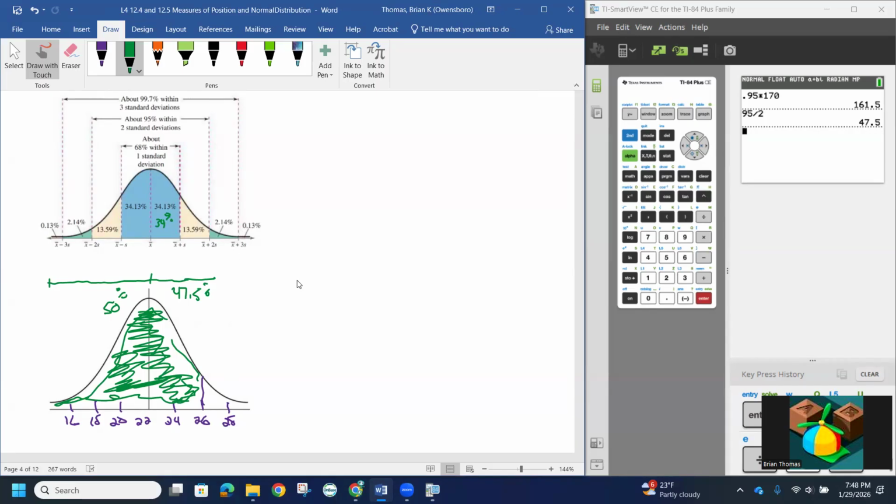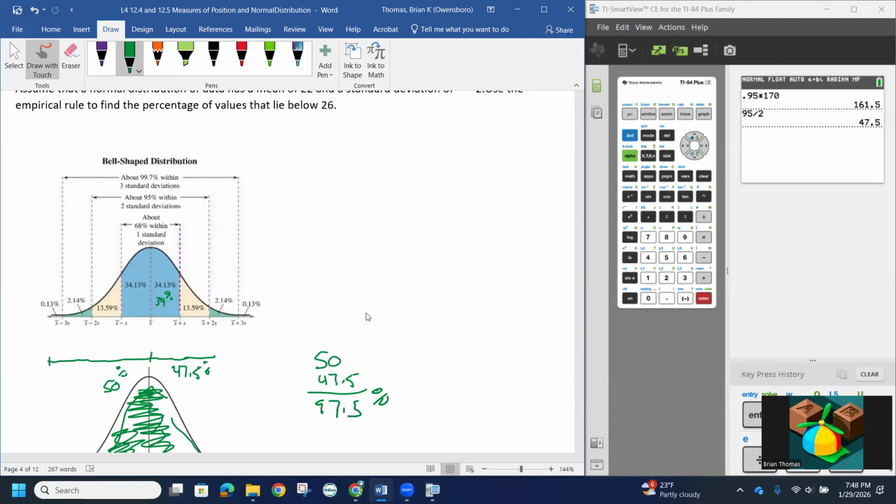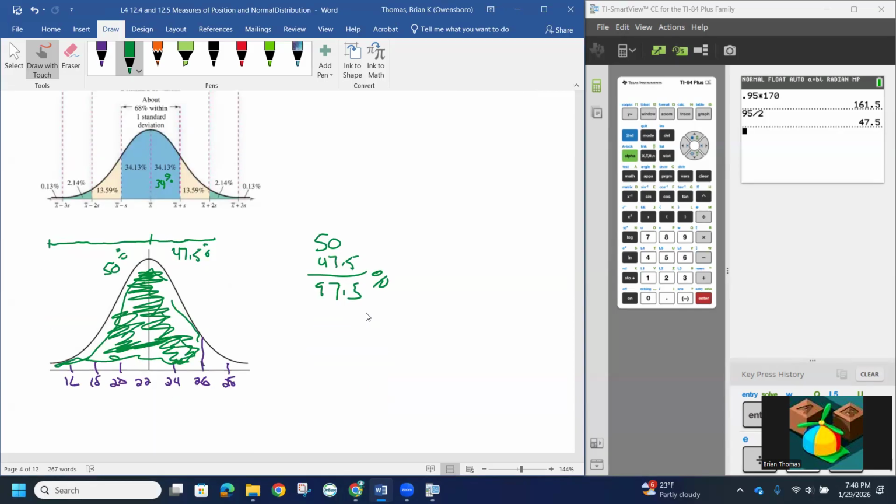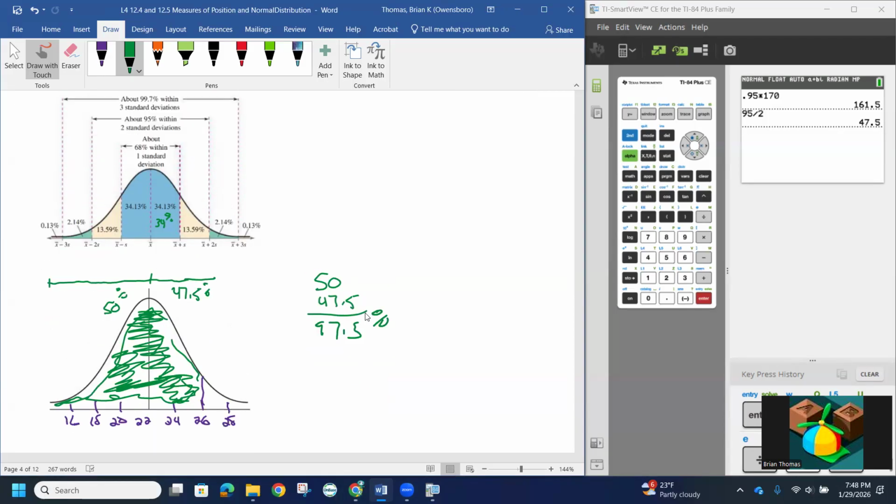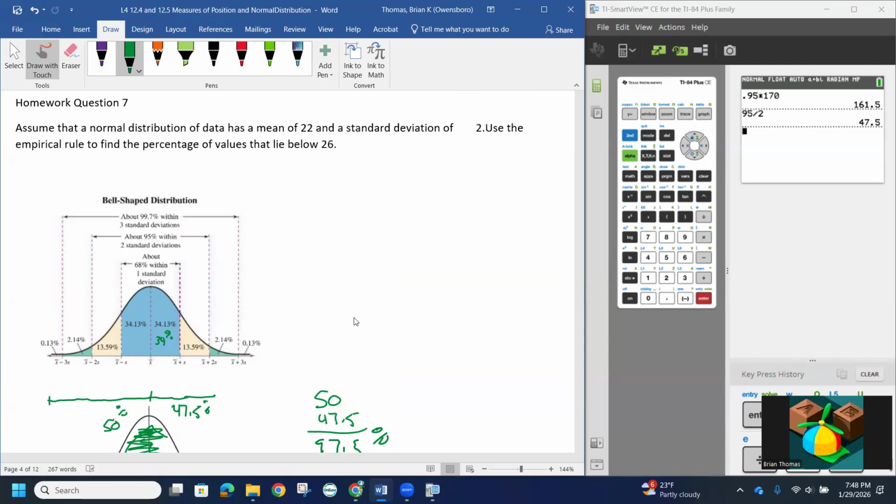So 50 plus 47.5, that looks like that's going to be 97.5%. Okay, so we would have that as our percentage of the data that's below that. So almost all the data is included there. So that would be question 7, below 26.